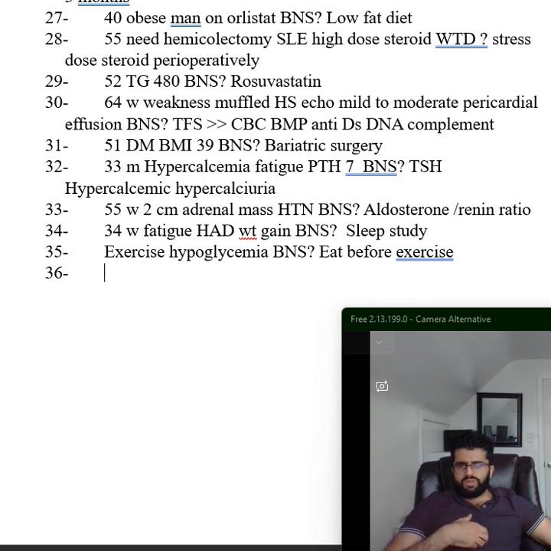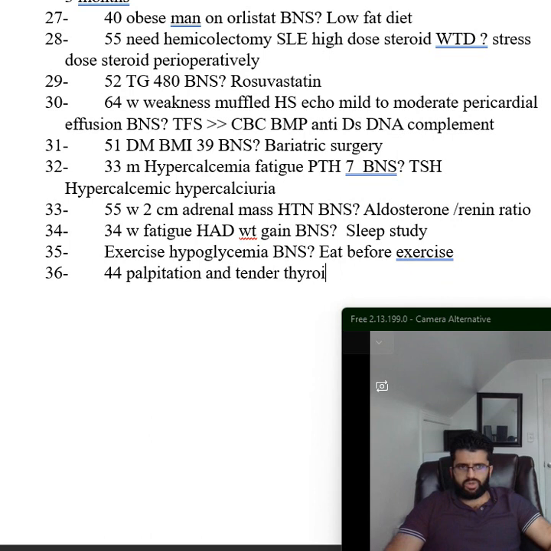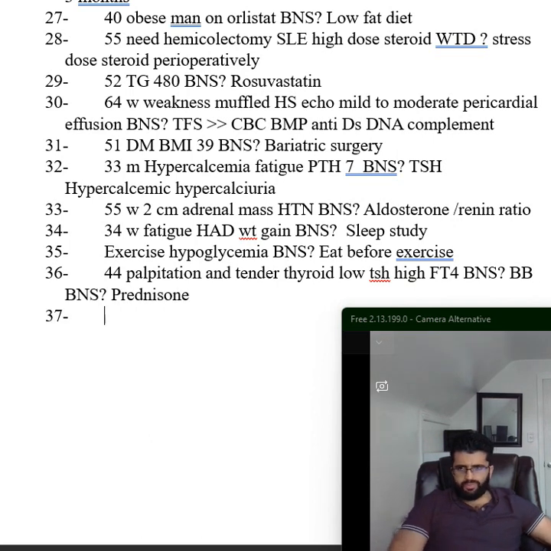Alright, now you have a patient who's like 44, has palpitations and a tender thyroid gland. So you check the level. Free T4 is 2.5, TSH is low as expected. Low TSH, high free T4, right? So what do you do? Best next step, you do a beta blocker, right? And what else after that? You do prednisone.